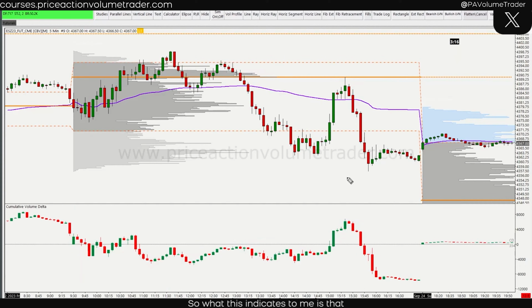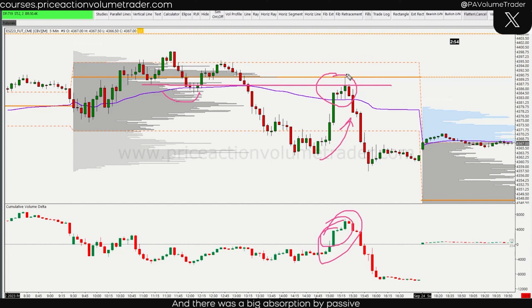Okay, so what this indicates to me is that aggressive buyers are fighting really hard, and you can see we did have a quick move up here right into this previous support that was broken. We retested it, but yet a lot of aggressive buyers were trapped right here, and there was a big absorption by passive selling that brought the markets down.